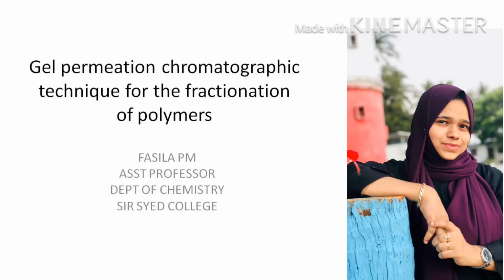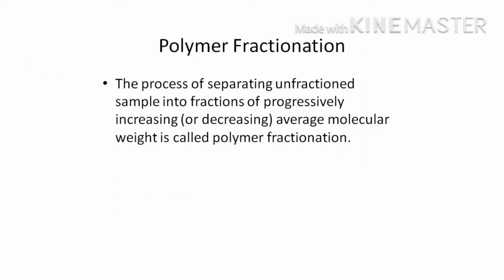Hi everybody, today's topic is gel permeation chromatographic technique for the fractionation of polymers. In a polymer sample, all the molecules do not have the same molecular weights and have a certain average molecular weight. But the whole sample can be separated into several smaller samples, each having a narrower molecular weight distribution and different molecular weights of their own. Each of the smaller samples is known as a fraction of the original unfractioned sample.